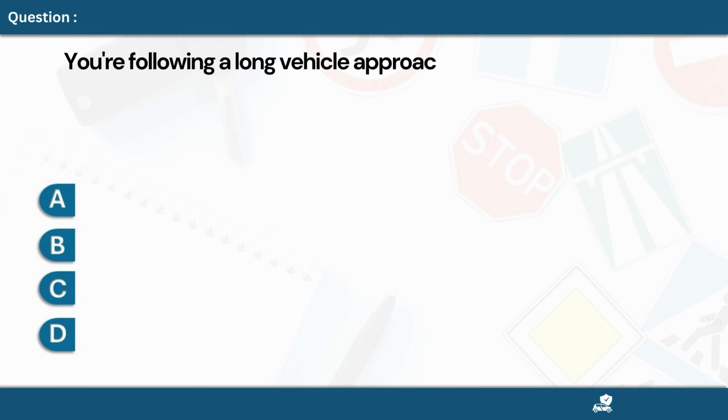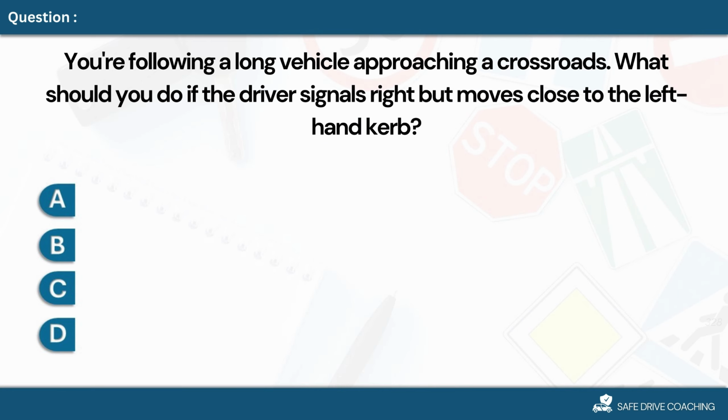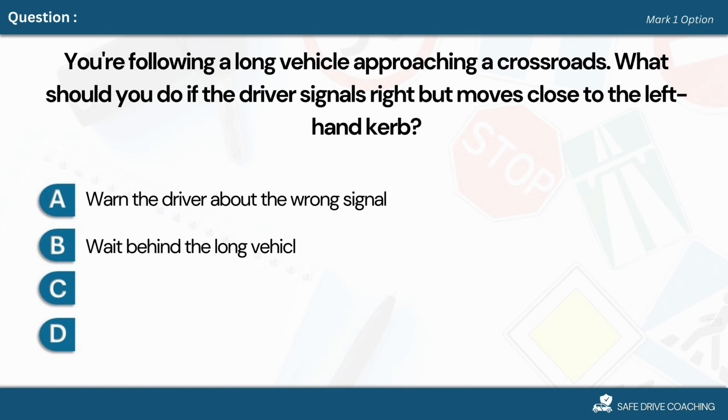You're following a long vehicle approaching a crossroads. What should you do if the driver signals right but moves close to the left-hand curb? A. Warn the driver about the wrong signal. B. Wait behind the long vehicle. C. Report the driver to the police. D. Overtake on the right-hand side.